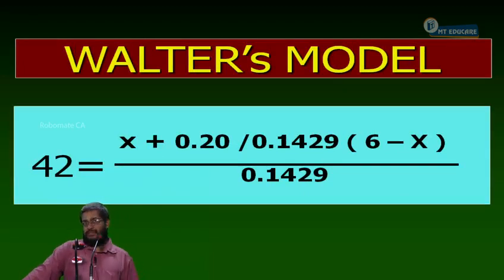Now, Walter's model: 42 is equal to X plus 0.2 divided by 0.1429 into 6 minus X, that is D plus R by KE into E minus D, whole divided by 0.1429. The answer should obviously be the EPS.